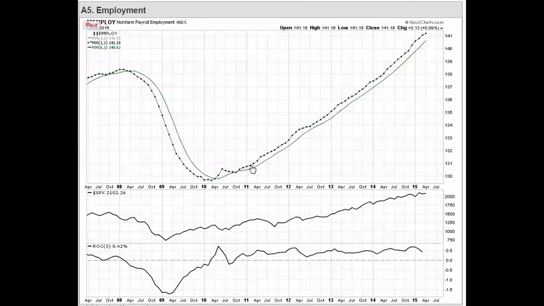Chart 5 is another economic indicator looking at non-farm payroll. As you can see, this is yet another indicator that is trending in the right direction for the economy.